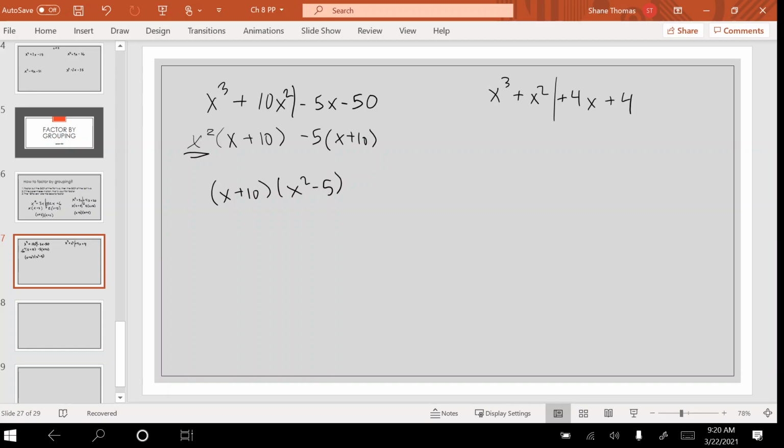Okay, back to the first half. What do I get? X squared plus x plus 1. Good. Second one. What do I pull out? 4. What's left? X plus 1. Okay, what's my first factor? X plus 1. Second factor: x squared plus 4.